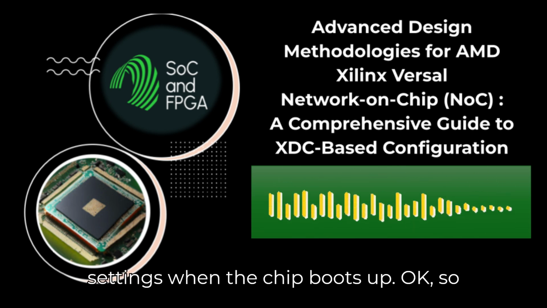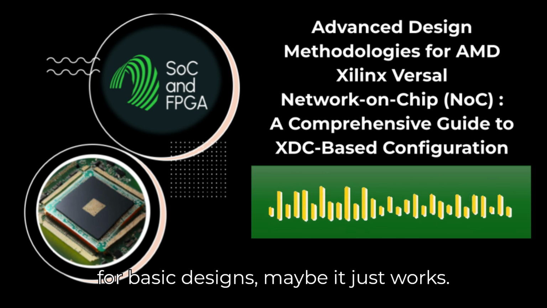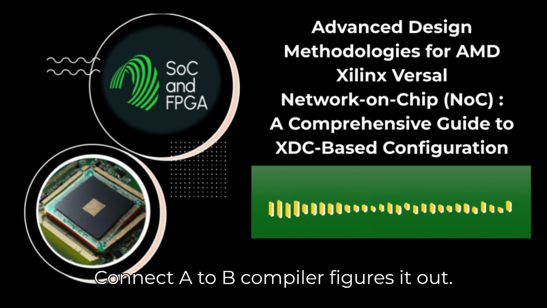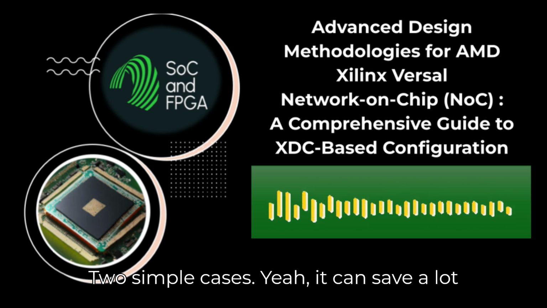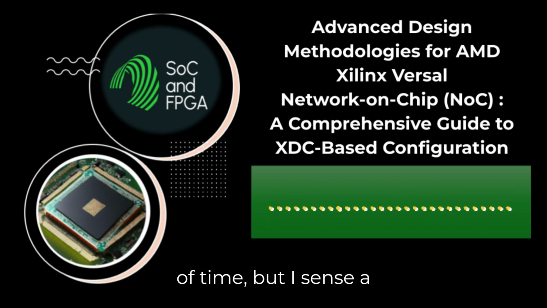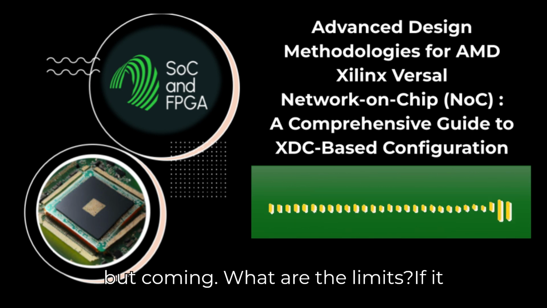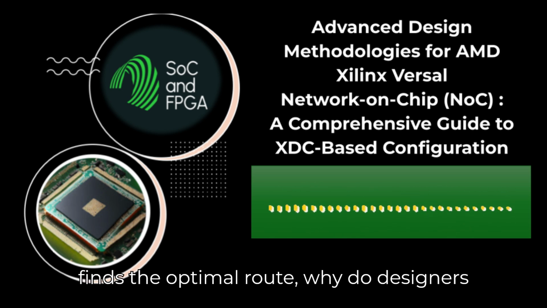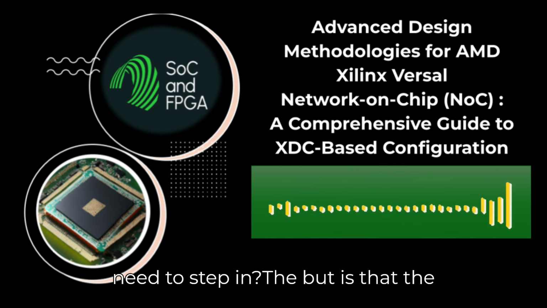Okay, so for basic designs, maybe it just works. Connect A to B, compiler figures it out. For simple cases, yeah, it can save a lot of time. But I sense a but coming. What are the limits? If it finds the optimal route, why do designers need to step in?